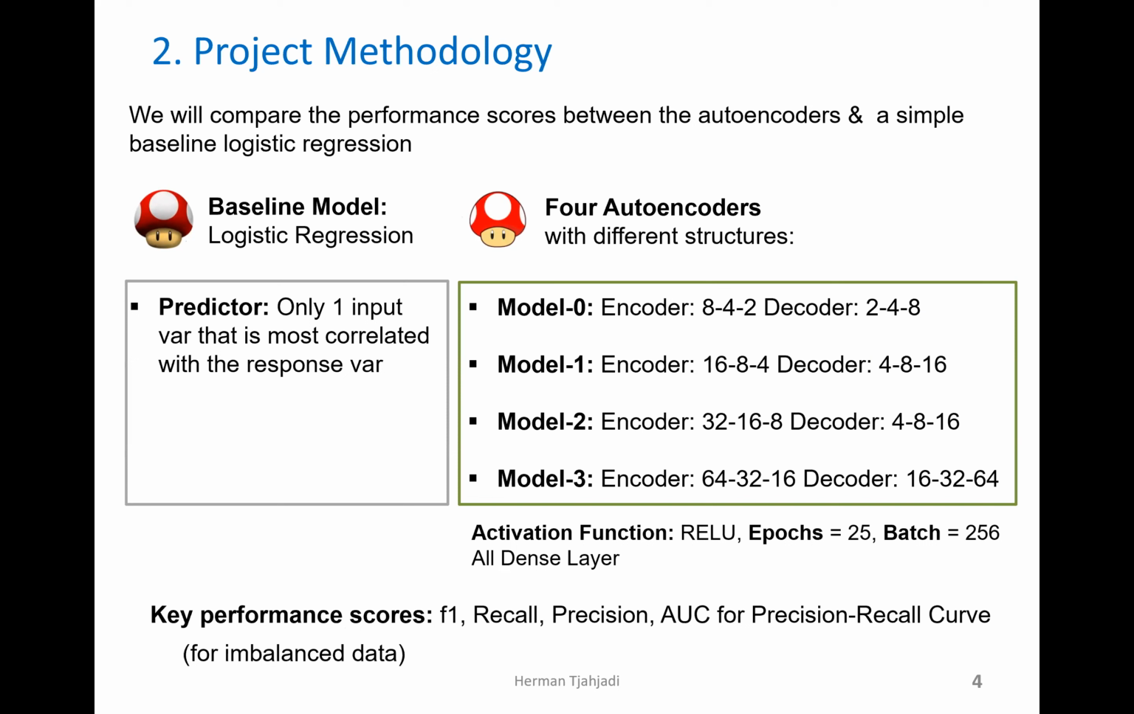So we have one baseline model, logistic regression, and then actually I built four different autoencoders. Basically, those autoencoders have the same structure, a 3-layer encoder and a 3-layer decoder. The difference is only the number of neurons in each layer. And for the key performance scores, we're going to use F1, recall, precision, and AUC for the precision recall curve because we're dealing with imbalanced data.